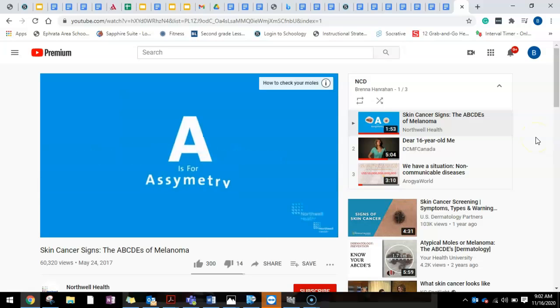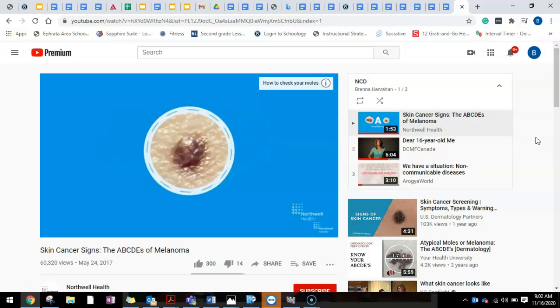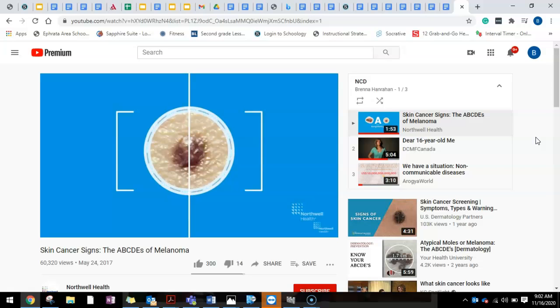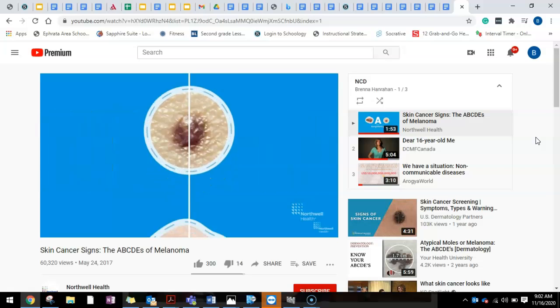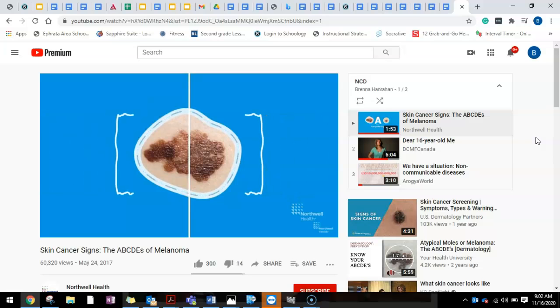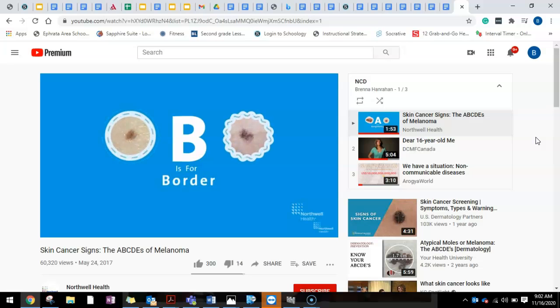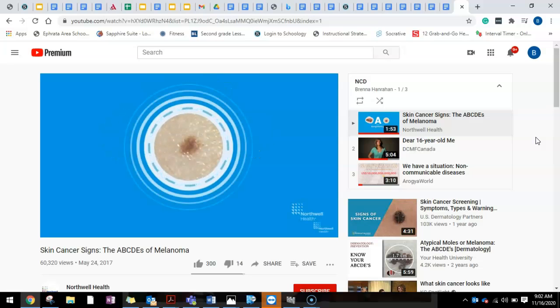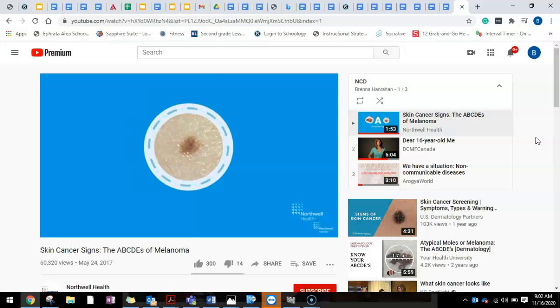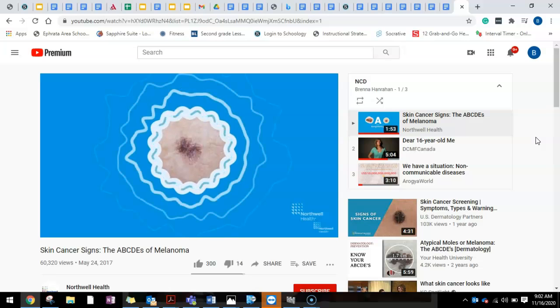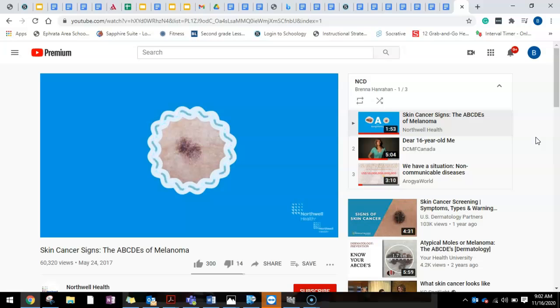A stands for asymmetry. If you draw a line through the middle of this benign mole shown here, the two sides will match, meaning it is symmetrical. If you draw a line through this mole shown here, the two halves will not match, meaning it is asymmetrical, a warning sign for melanoma. B stands for border irregularity. A benign mole generally has smooth and even borders, as shown here. The borders of a melanoma, as shown here, may be uneven with scalloped, notched, or trailing edges.